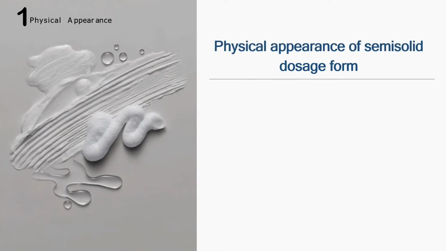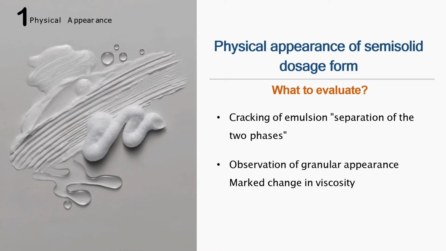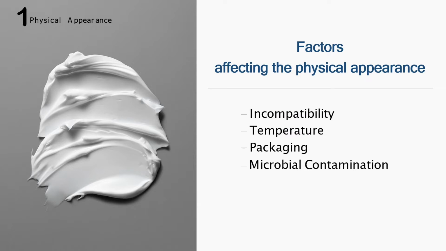First, physical appearance of semi-solid dosage form. What to evaluate? Cracking of emulsion, separation of two phases, observation of a granular appearance, marked change in viscosity, cross-microbial contamination. Factors affecting the physical appearance: incompatibility, temperature, packaging, microbial contamination.